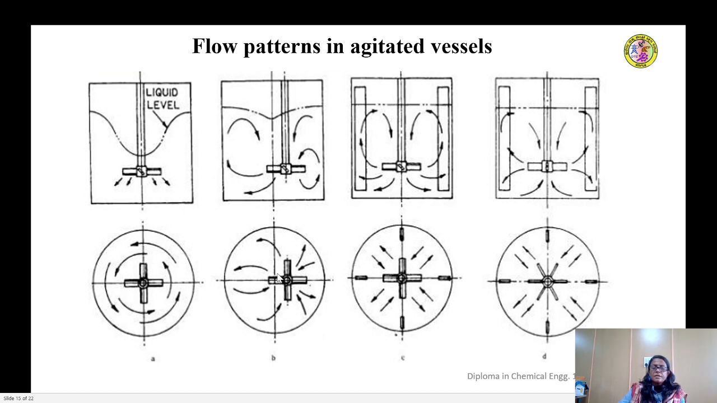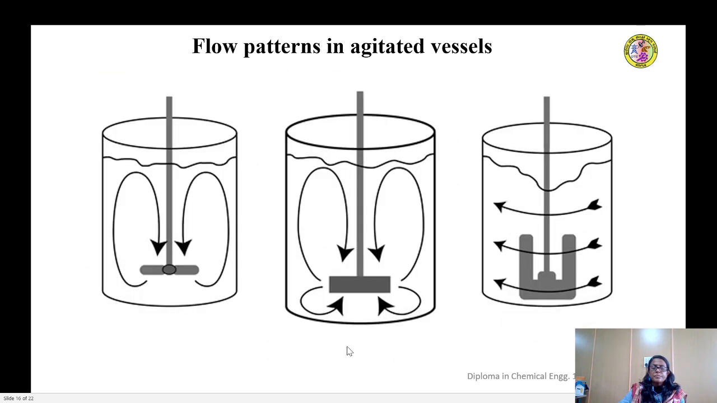And here the off-center mounting of the agitator has helped in avoiding circulatory motion and the creation of swirling and vortex flow pattern. Okay, so one more diagram showing you. So this is the axial flow and this is the radial kind of flow. This is a circulatory motion. When different types of impellers are used, we can expect different kinds of flow patterns to be developed in an agitated vessel.